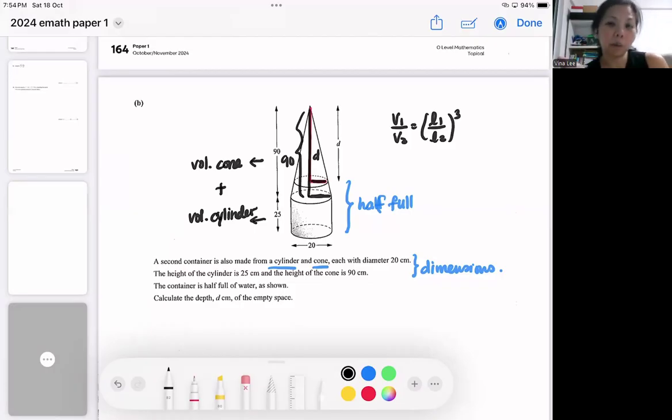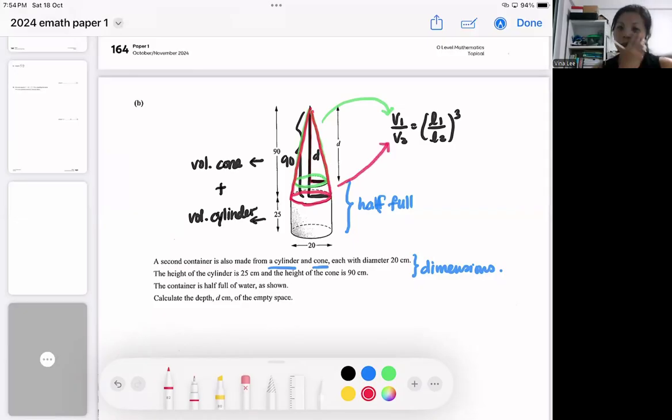Okay, however, if I want to use this formula, I will need the volume. So which volume am I looking for? I'm looking for the volume of the empty space. So the empty space here, I'm going to make it into V1. And then this whole space here, I'm going to use it as a V2. So that is the bigger picture for the whole question.